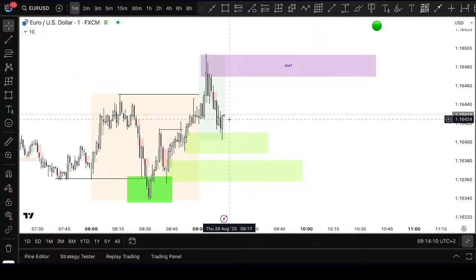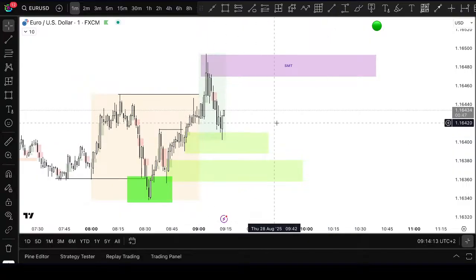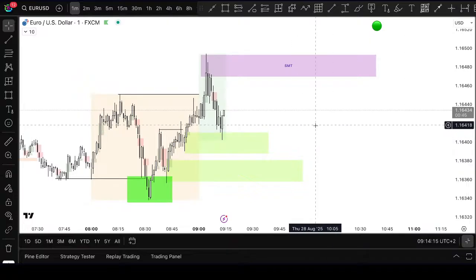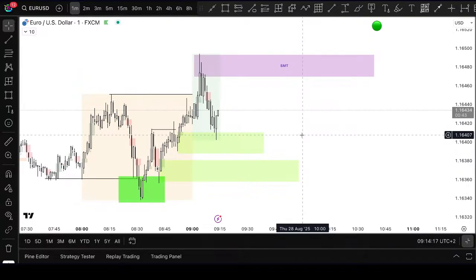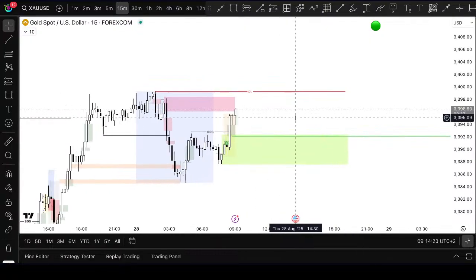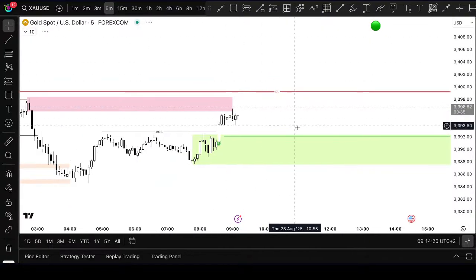The timing is perfect because we are trading from 9 to 10 or 11 maximum, but mostly today I'll be trading for 1 hour. That's it. I'll trade for 1 more hour, and here we can see that gold does not respect it.